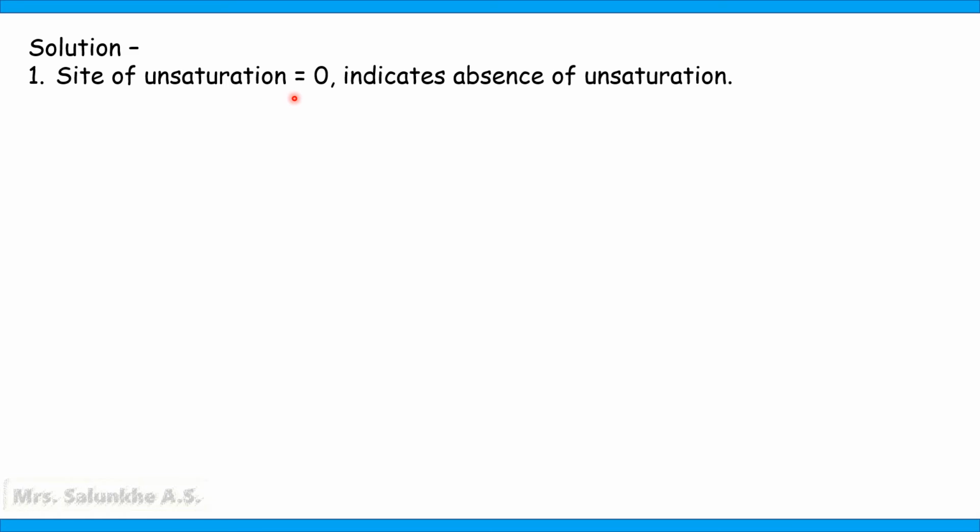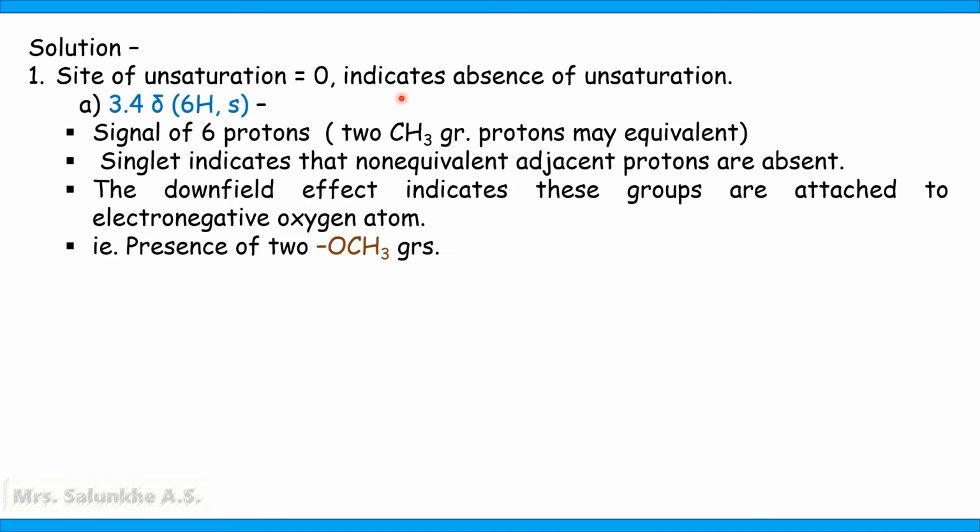Site of unsaturation is 0. In that case, the molecular formula is C4H10O2. Neglect oxygen, the formula becomes C4H10. The corresponding saturated formula is also C4H10. Therefore, site of unsaturation is 0. That is, this compound does not contain any unsaturation. That is, it is an acyclic and saturated compound.